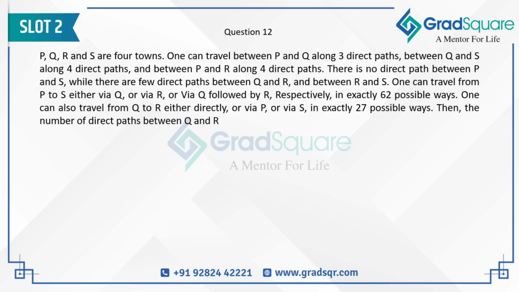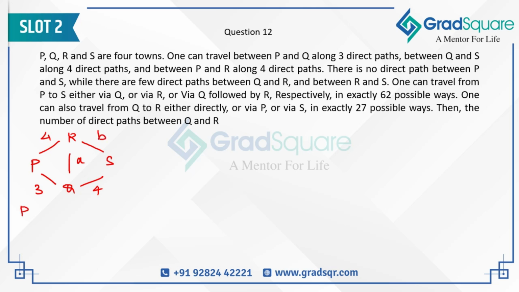So I'm going to picturize this. I'm going to represent this in a chart, so that makes things easy to understand. Let me put P, Q, R and S. So there are 4 direct paths here, 3 direct paths here, and 4 direct paths here. There are some direct paths between Q and R. I'm going to take the number of paths to be A, and similarly between R and S to be B.